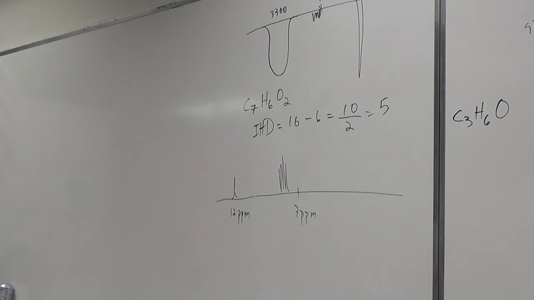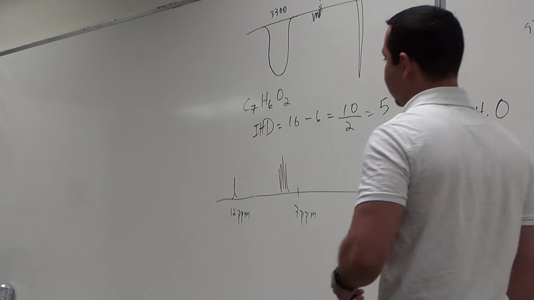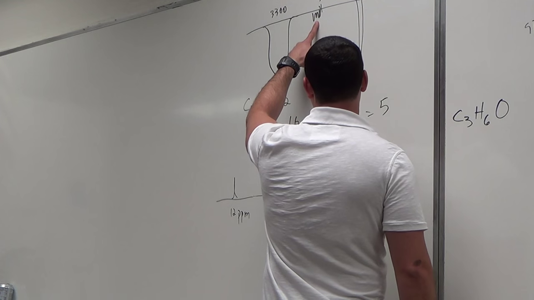So you have 5 rings? Yes, you have 5 rings. Okay, so this is a combination. That's a lot of IHDs, yes? When you have that many IHDs, you can only guess you have what? A benzene ring, yes? That tells you what? Aromatic.